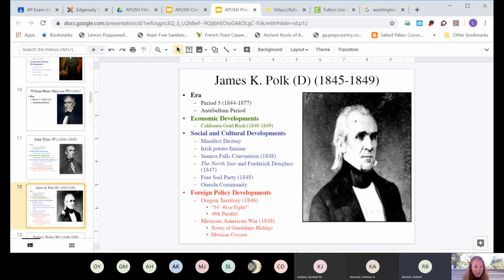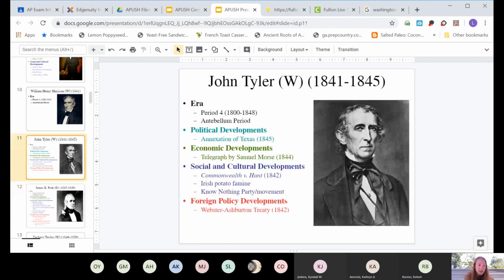Yeah, and if you want to cover Tyler real quick, then that leads us to Polk in the next time period anyway. So real quick on Tyler, the stuff you should know is he's pushing for the annexation of Texas. This whole issue of Texas is being fought over by Northerners versus Southerners. The question is, if Texas is added, that gives us another slave state. That could throw the whole Missouri Compromise out of whack. We're going to have to add another free state.